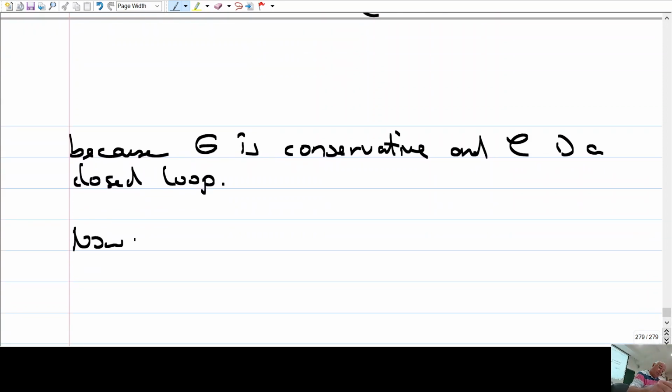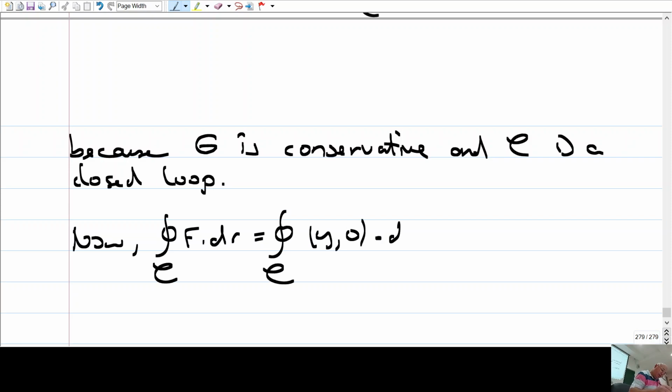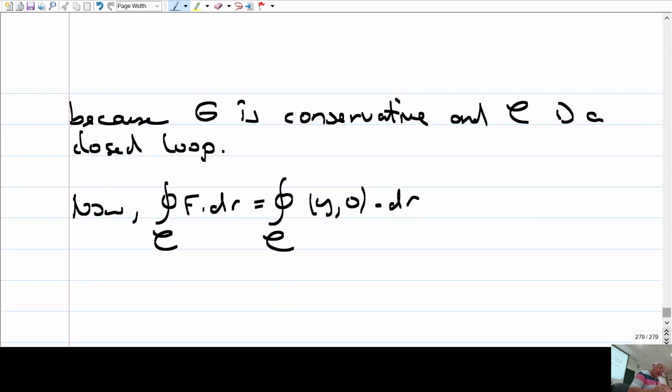Okay, closed loop. So now this integral, f dot dr, is just (y, 0) dot dr, and let's compute this in the second hour.